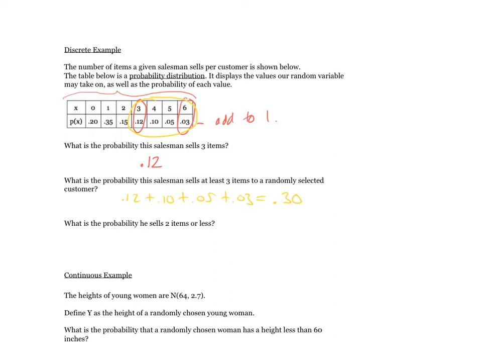Then what's the probability he sells 2 items or less? 2 or less would be this way, in the red circle. And if you add those up, we get 70%. So 20 plus 35 plus 15 is 70%. And notice when I add those two together, 3 or more and 2 or less, I do get that 100% total, okay? So these discrete random variables and the probability distribution are pretty easy to read and pretty easy to understand and know how to answer questions. In our next lesson, we'll learn about how to find the mean of a random variable and how to find the standard deviation. So look for that in the future.